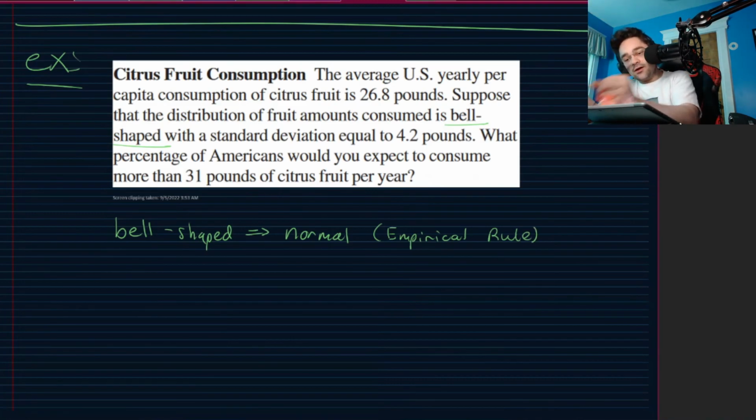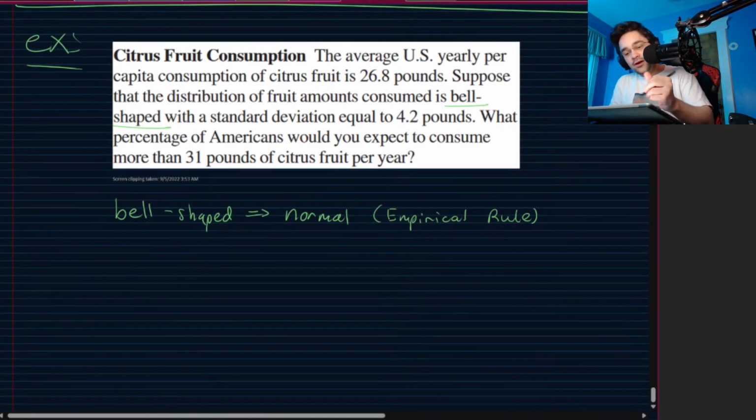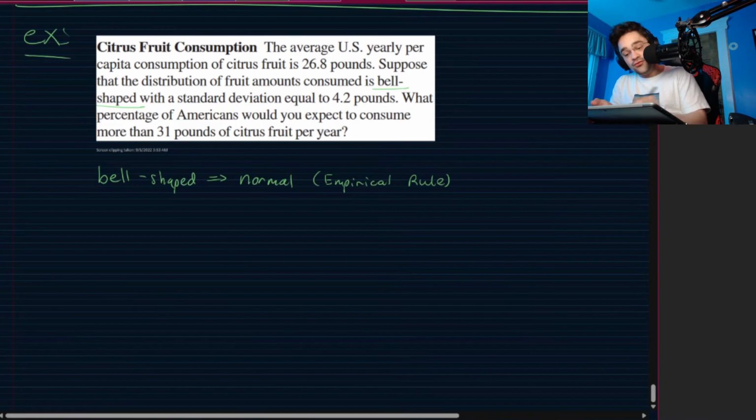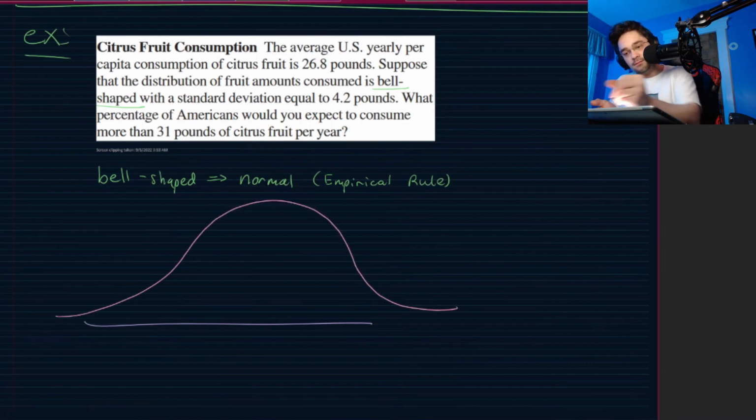So what do we know here? And then it says, what percentage of Americans would you expect to consume more than 31 pounds of citrus fruit per year? And we'll be able to figure this out using the empirical rule. So let's draw a picture. Again, we know it's bell-shaped. The picture really, really helps. Trust me. If you're having trouble with these types of problems, draw a picture. It really, really helps.